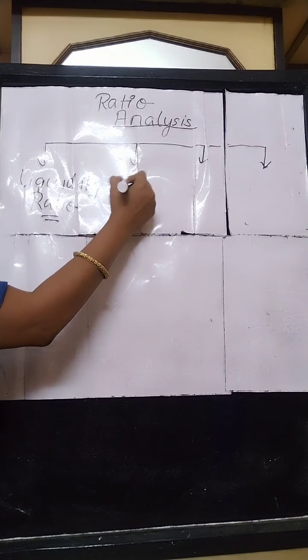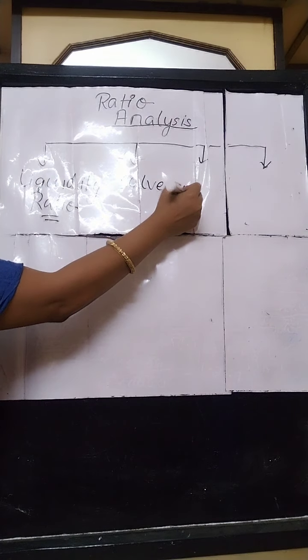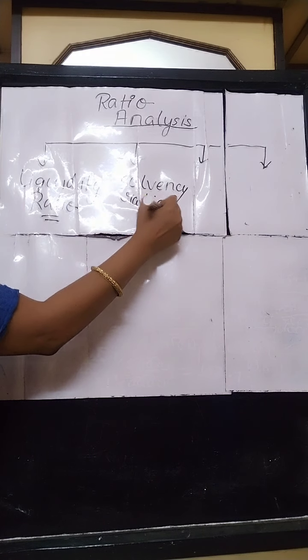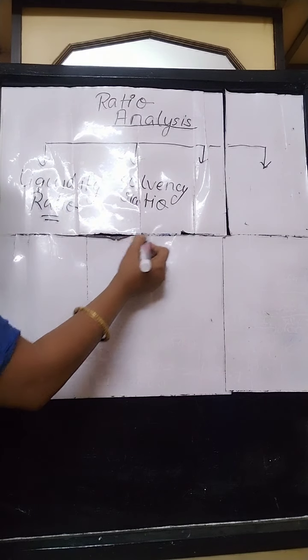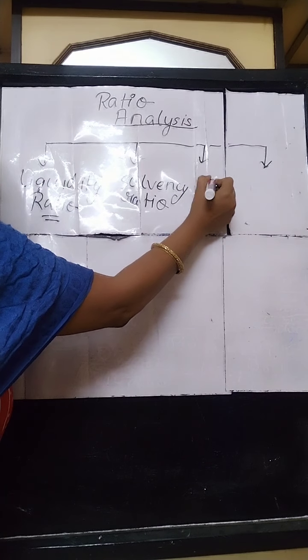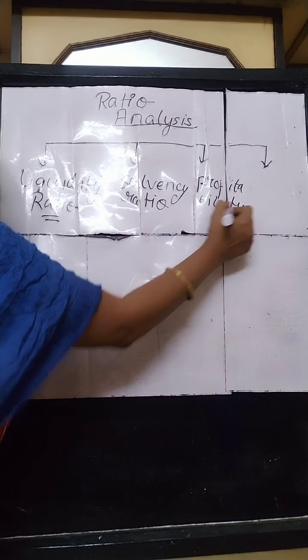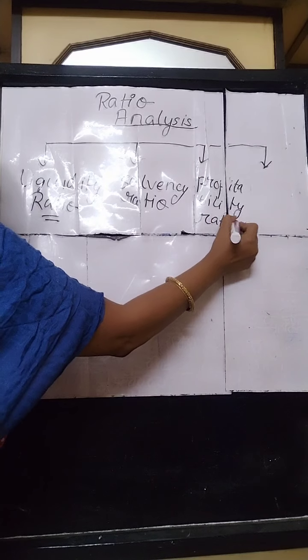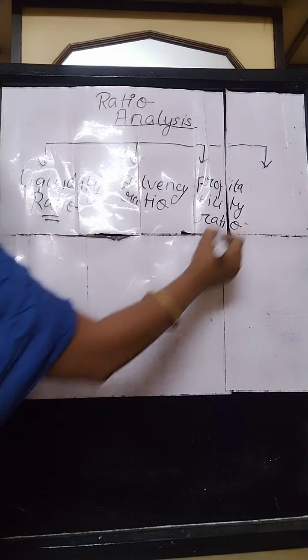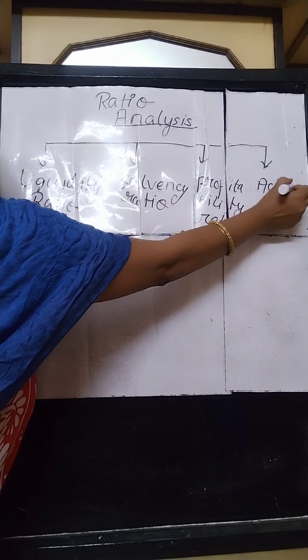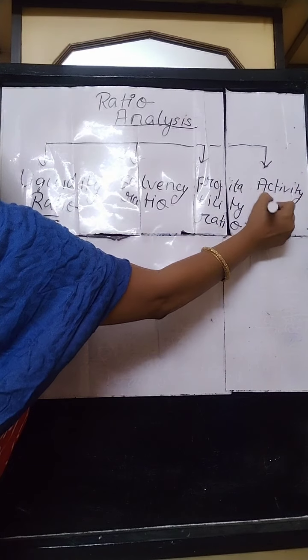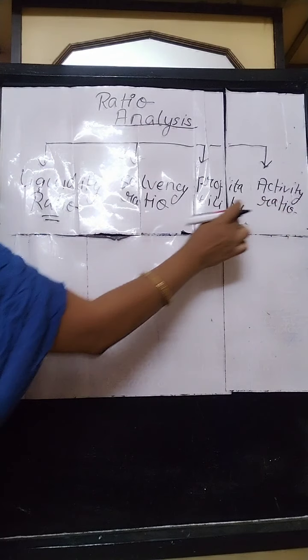If we categorize ratio analysis into four subdivisions, we get these four types of ratios. First one is liquidity ratio. The second one is solvency ratio. The third one is profitability ratio. And the last one is activity ratio. These are the four different types of ratio which are included in the chapter ratio analysis.